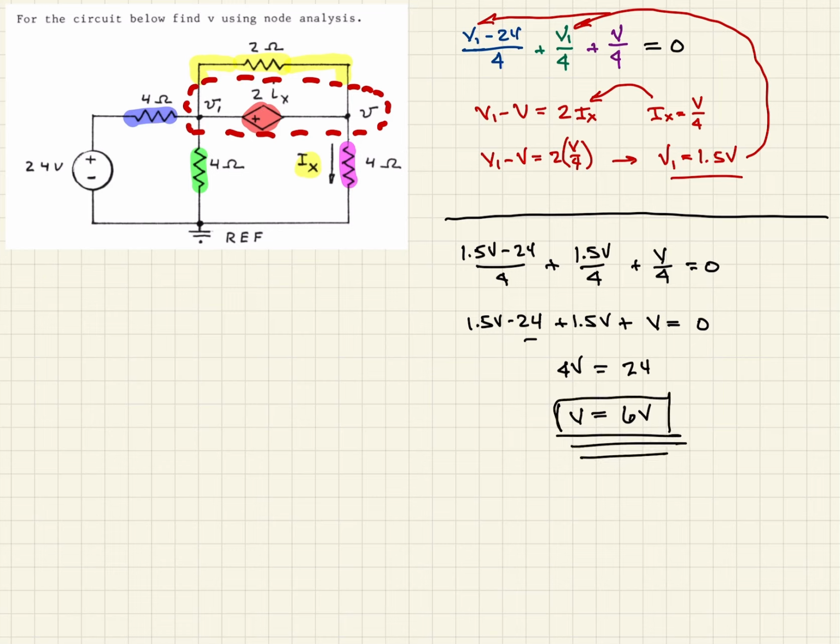So that's the answer to this example. So one thing that's interesting is these 4 ohm resistors could have been any value as long as they were all the same. They made no difference to the voltage at that node. So anyway, just an interesting fact. But the main point is the answer to the problem is the voltage at node V is 6 volts.